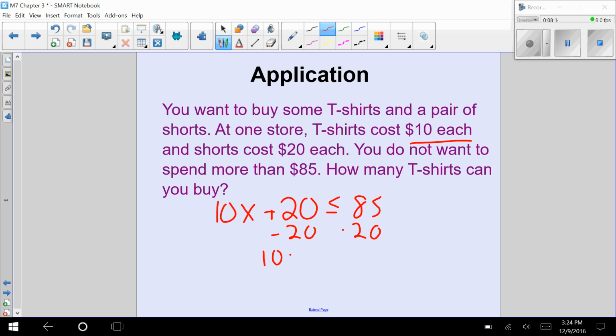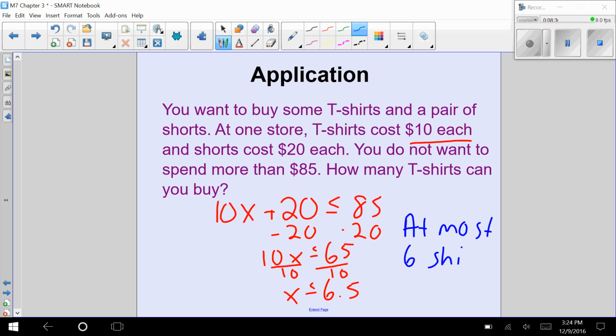We get 10x is less than or equal to 65. Divide each side by 10. We get x is less than or equal to 6.5. I can't buy 0.5 of a shirt, so I can buy at most 6 shirts. Here's your assignment.